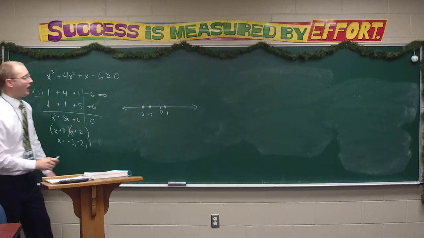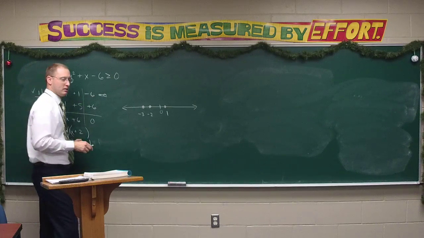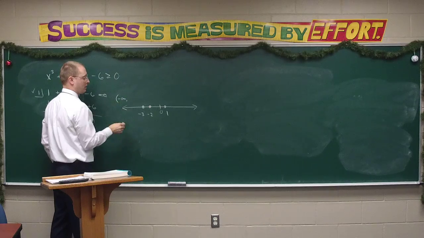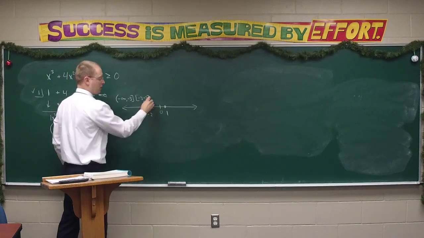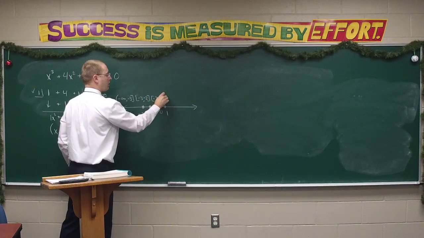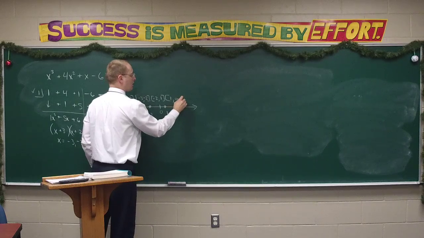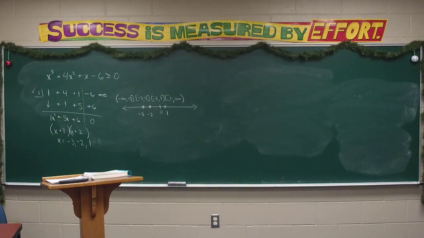So how would I describe my ranges here? Maddie? A parenthesis, negative 3, negative 3, negative 2, and a bracket, negative 2, comma 1, and then a bracket and then infinity parenthesis. So that means 4 test values, right?